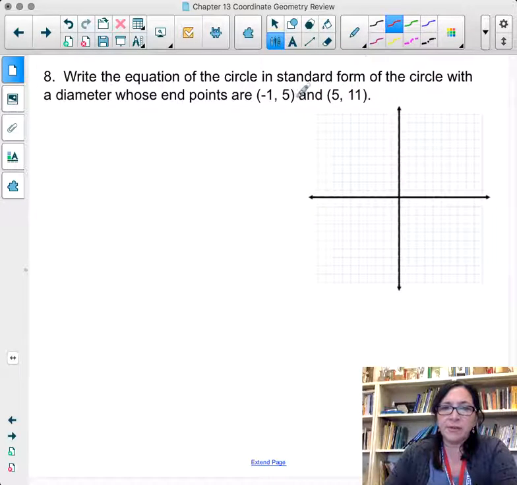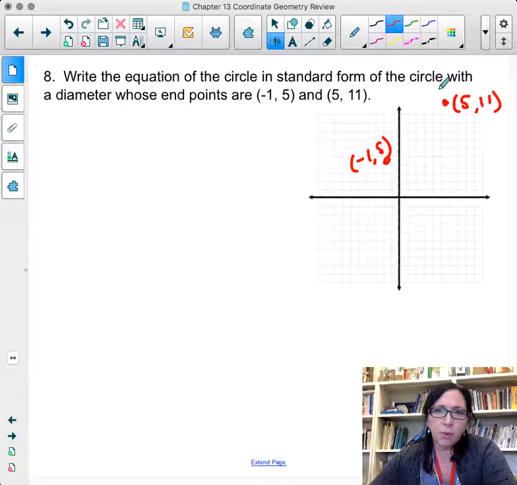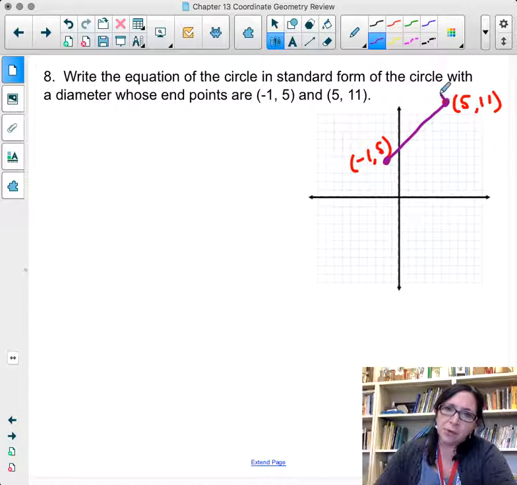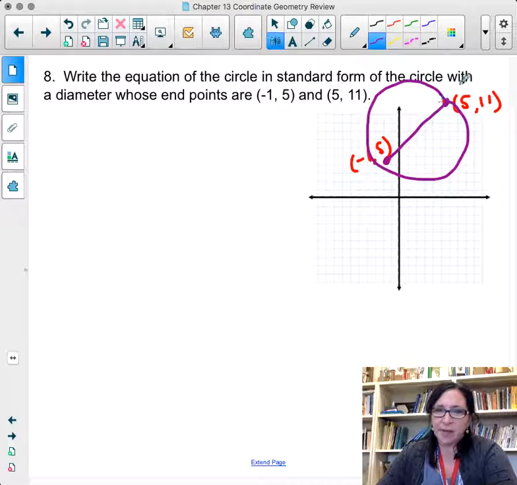Write the equation of the circle in standard form that has the diameter at -1, 5. So here's this point, -1, 5, and over 5 up 11. Here's 5, 11. And I'm trying to find the equation of the circle that has this as a diameter. So this is my diameter, okay? And what that means is that my circle is going to go around this like this because that's my diameter. It also means that somewhere in the middle is my center.